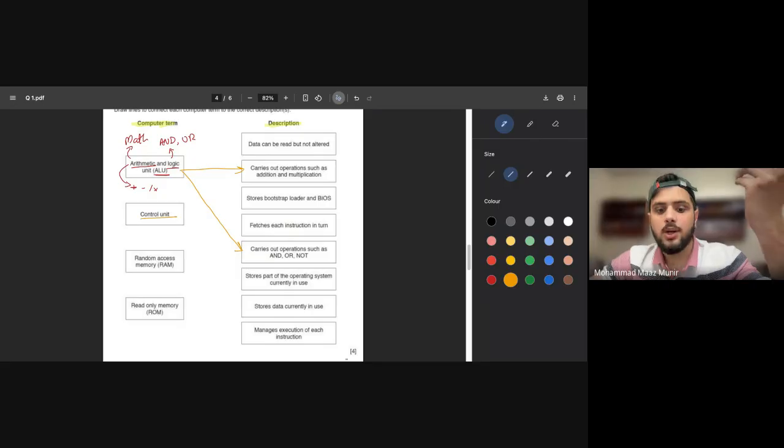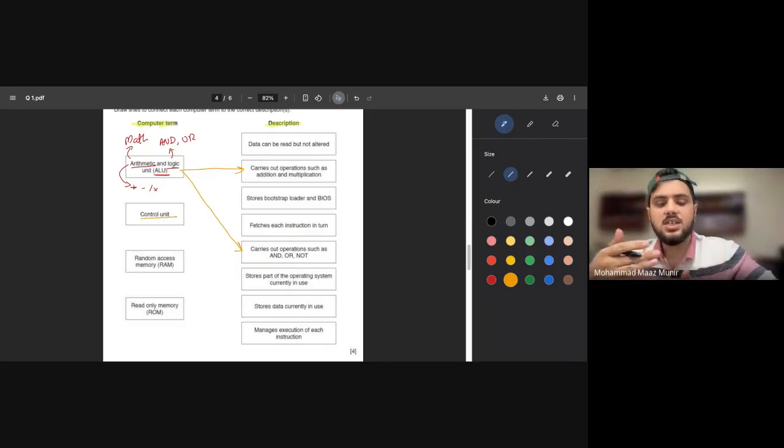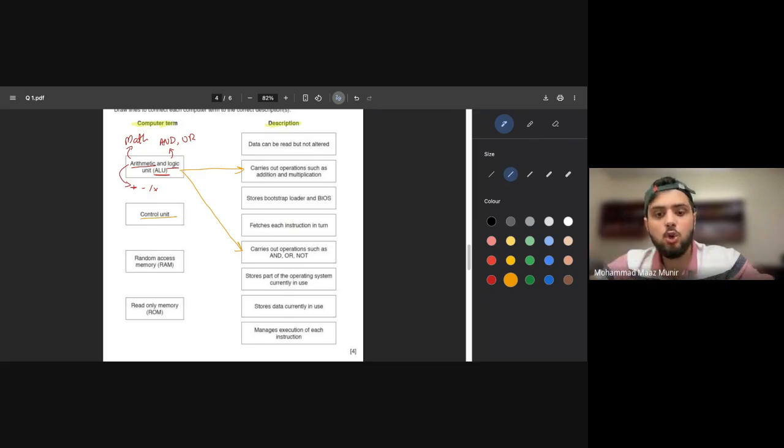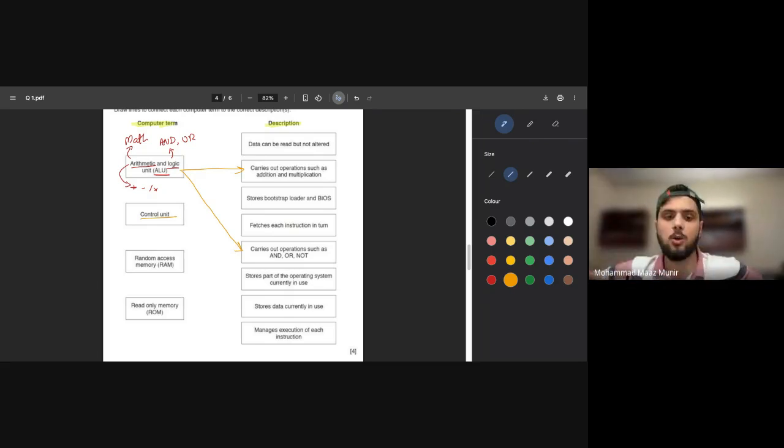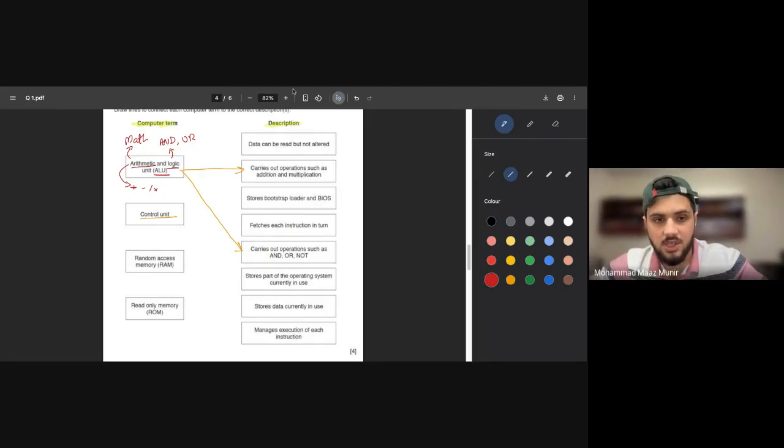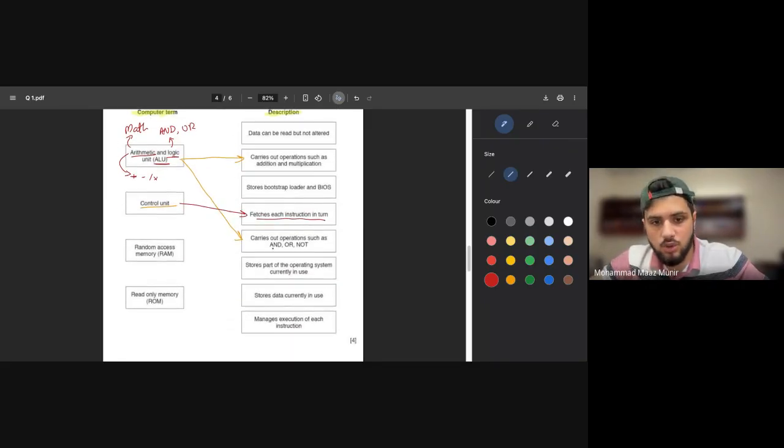Next is the control unit. What does the control unit do? The control unit basically fetches each instruction in turn and then executes it. So that part of your computer which deals with bringing the next part to me so that I can now execute it, that is done by the control unit. So we're going to be looking up whether we have any such option here. Yes, one is that the control unit fetches each instruction in turn, and then it also manages execution of each instruction.